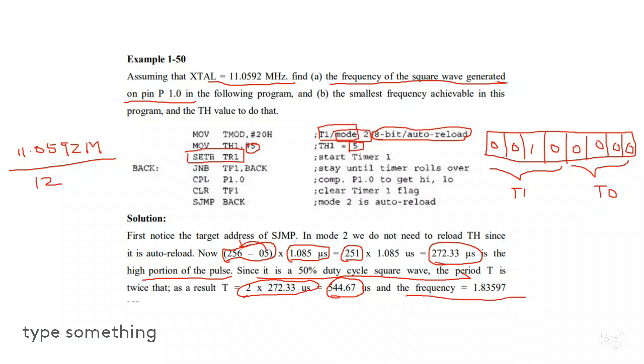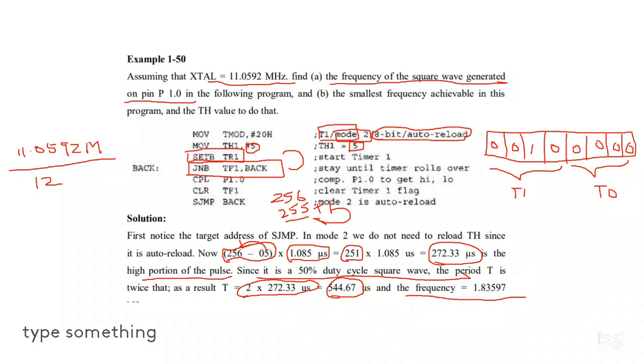Like this we need to set it, and another instruction here is JNB TF1. So we are checking the flag bit here. Once your counter rolls over, that is once it reaches 255 plus 1, 255 is the maximum value and plus 1 is the rollover to 0. Once it has rolled over, otherwise it will go back until it rolls over.